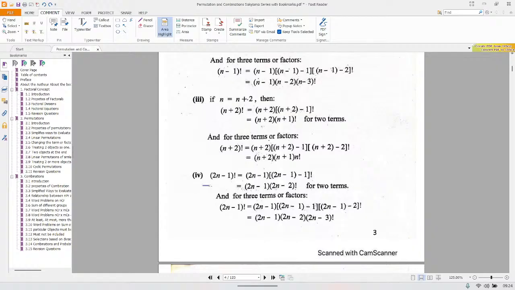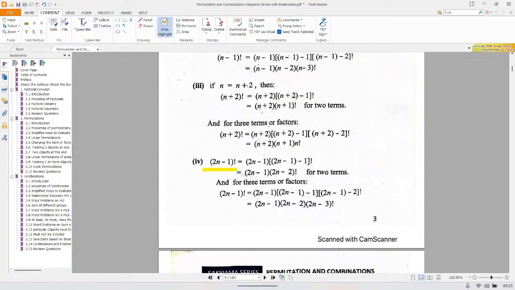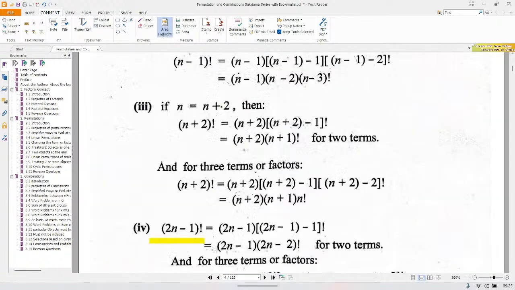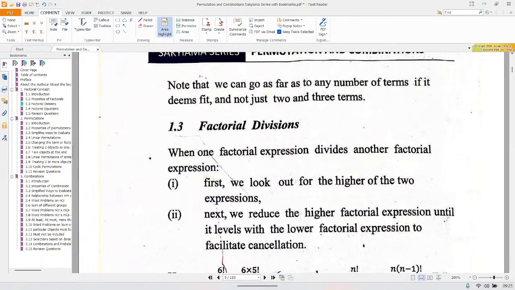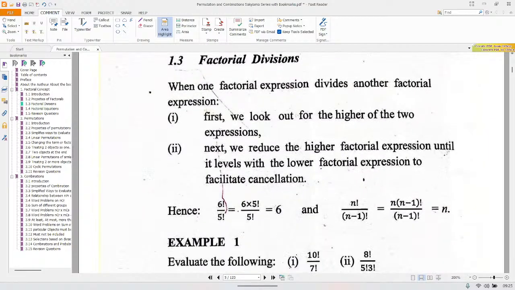So if you have (2n minus 1) factorial, it becomes 2n minus 1 as the first element. Then in the next one, it becomes 2n minus 1 minus 1. Then keep on going. I hope you're okay. Okay. Now, note that we can go as far as any number of terms if it fits, not just 2 or 3 terms. Now, let's go to factorial divisions.